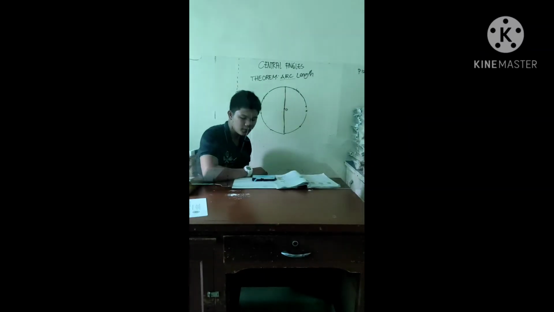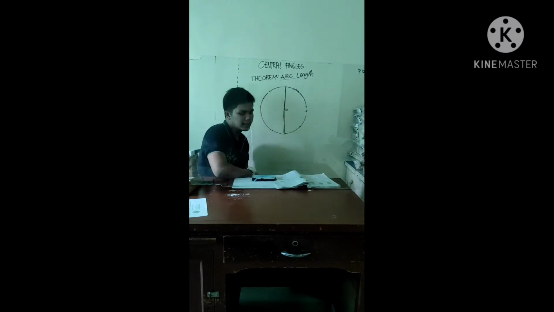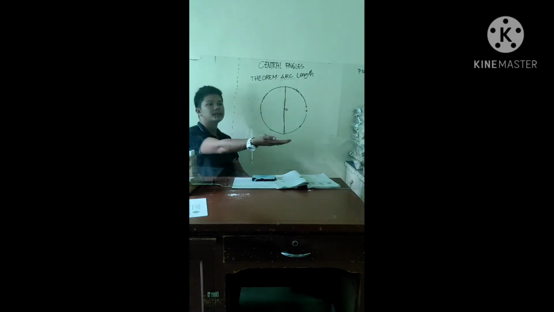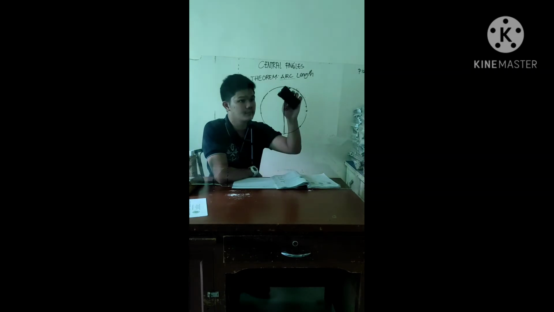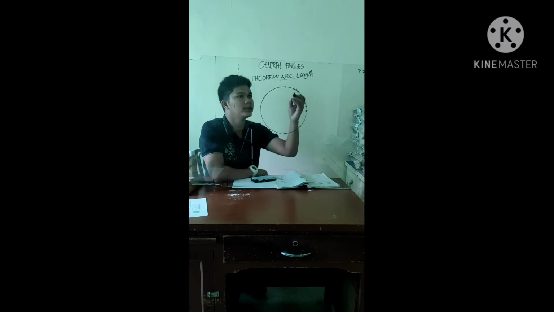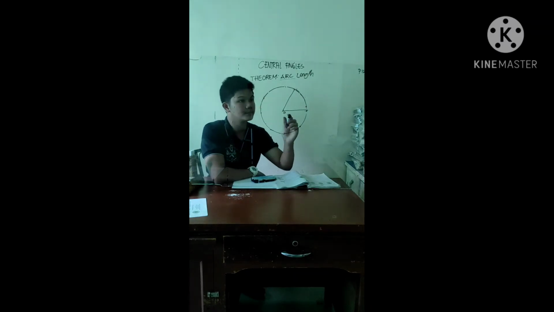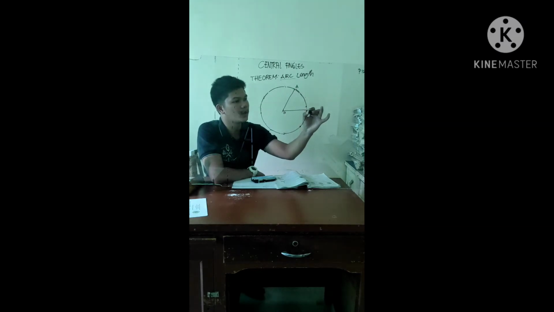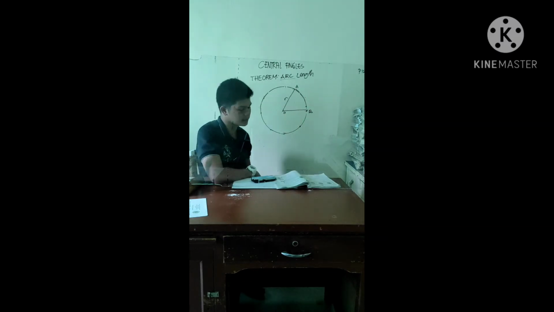Now, sa theorem ni arc length, no? The length of an arc of a circle is the product of the ratio measure of the arc over 360 and the circumference of the circle. Okay? So, for example, we have arc AOB, yung may radius. No?